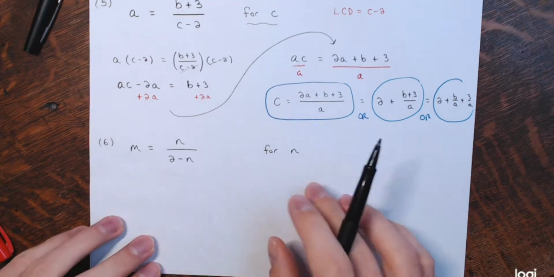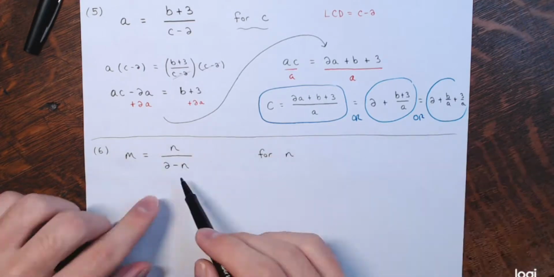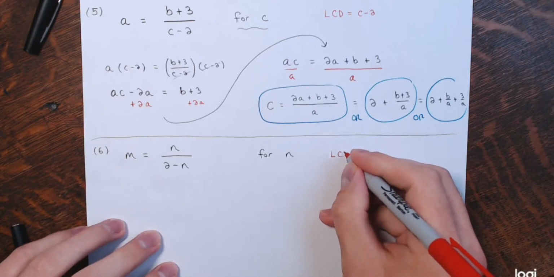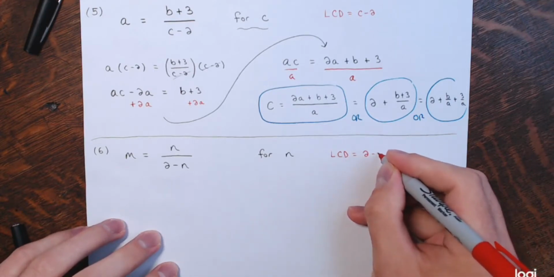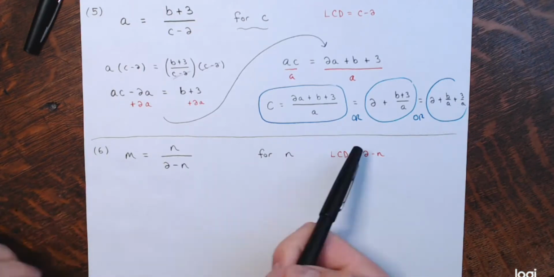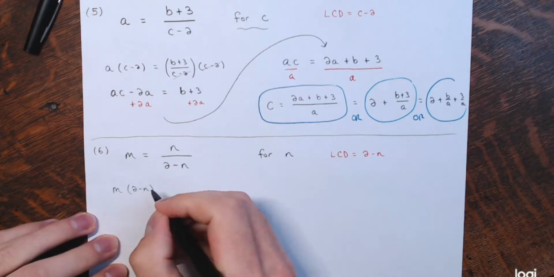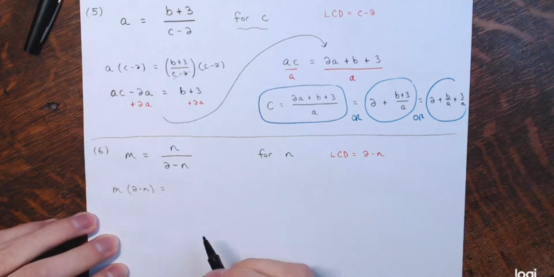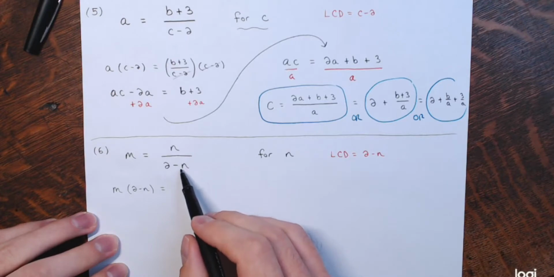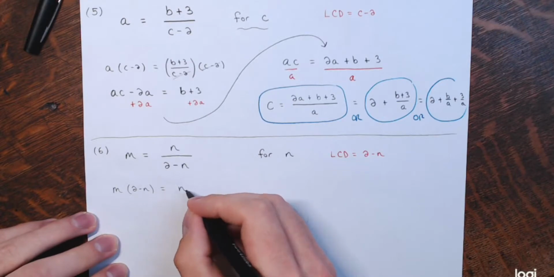Alright, so number 6. The LCD is clearly just 2 minus n. That's the only denominator showing up here. So I'm going to multiply both sides by this LCD. So I have m times the quantity 2 minus n equals, and I'm just going to do this right now. When you multiply the right side by 2 minus n, the 2 minus n's will cancel, and I'm left with just n.